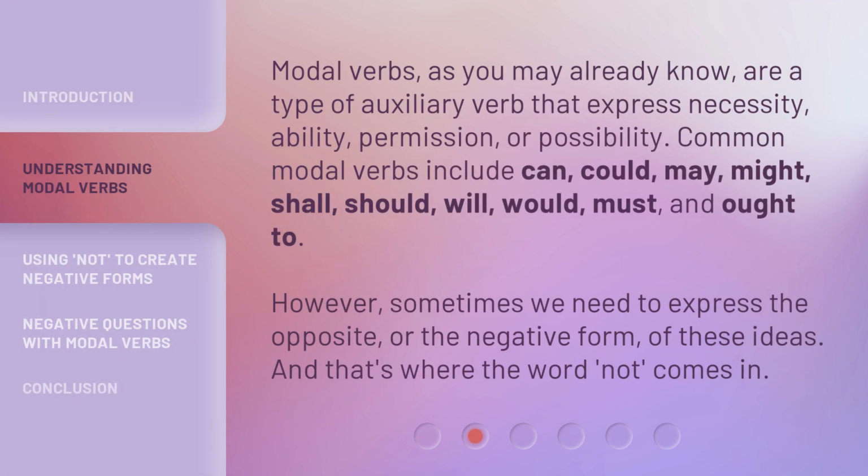Modal verbs, as you may already know, are a type of auxiliary verb that express necessity, ability, permission, or possibility. Common modal verbs include can, could, may, might, shall, should, will, would, must, and ought to. However, sometimes we need to express the opposite, or the negative form, of these ideas. And that's where the word not comes in.